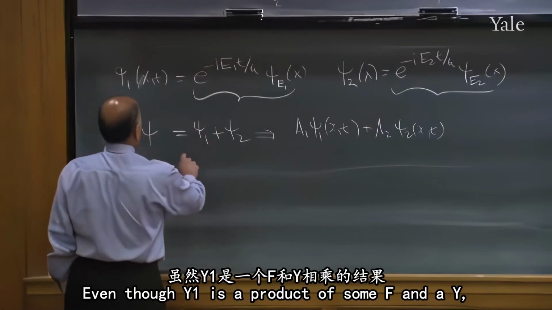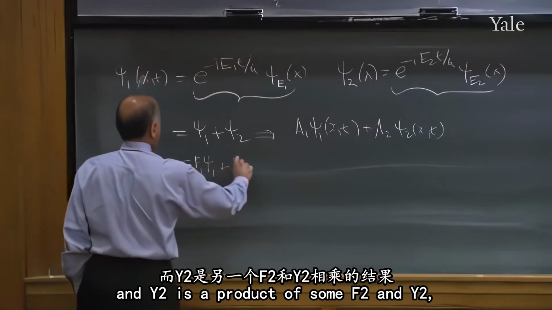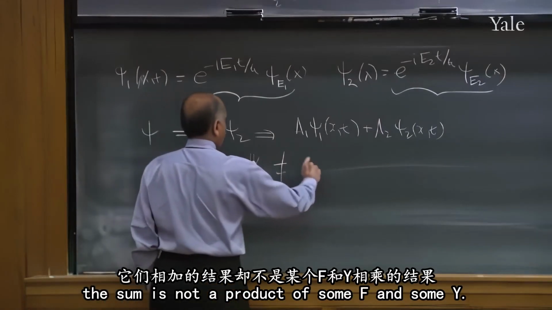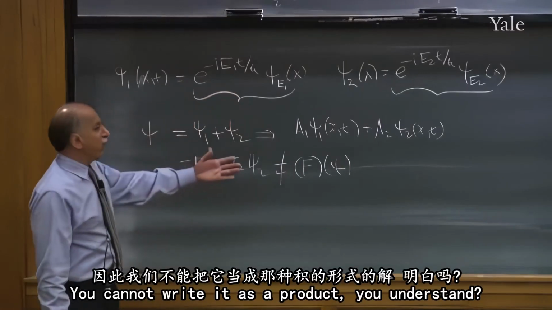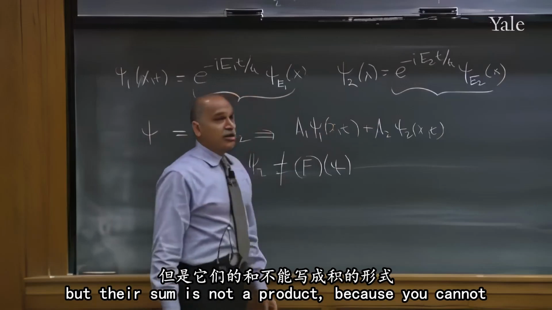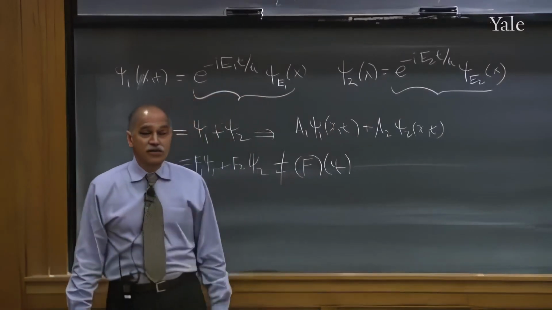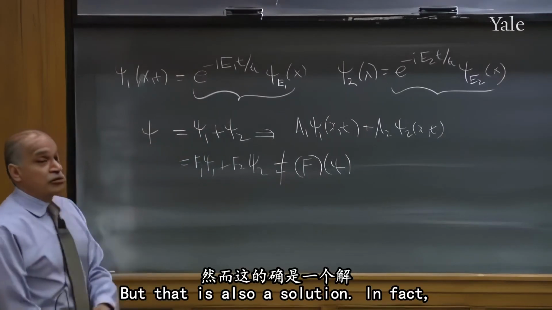Even though psi 1 is a product of some f1 and a psi 1, and psi 2 is a product of some f2 and psi 2, the sum is not a product of some f and some psi. You cannot write it as a product. You understand? Each is a product, but the sum is not a product because you cannot pull out a common function of time from the two of them. They have different time dependence. But that is also a solution.